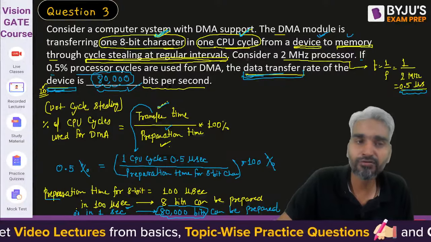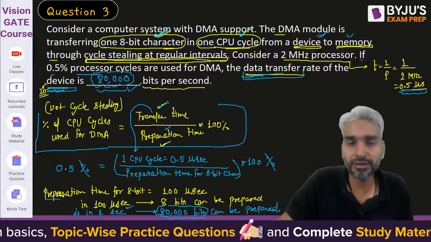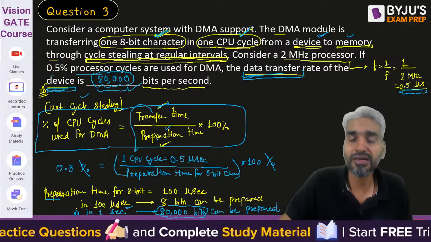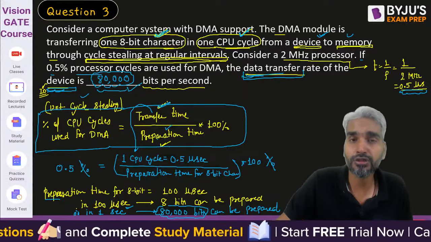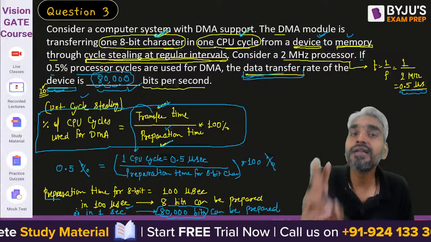So these are the different formulas which you need to remember: the percentage of CPU cycles stolen for DMA operation using the cycle stealing mode will be transfer time divided by preparation time. Transfer time depends on the memory latency. Preparation time depends on the data transfer rate of the IO device.